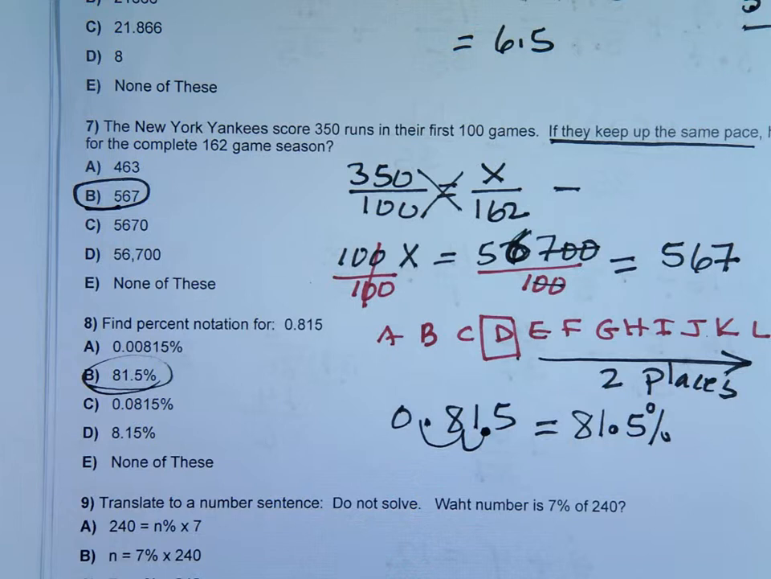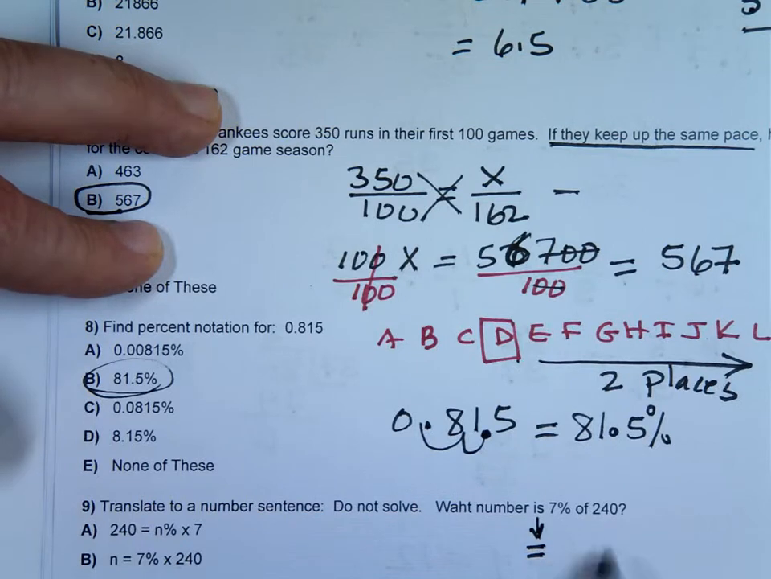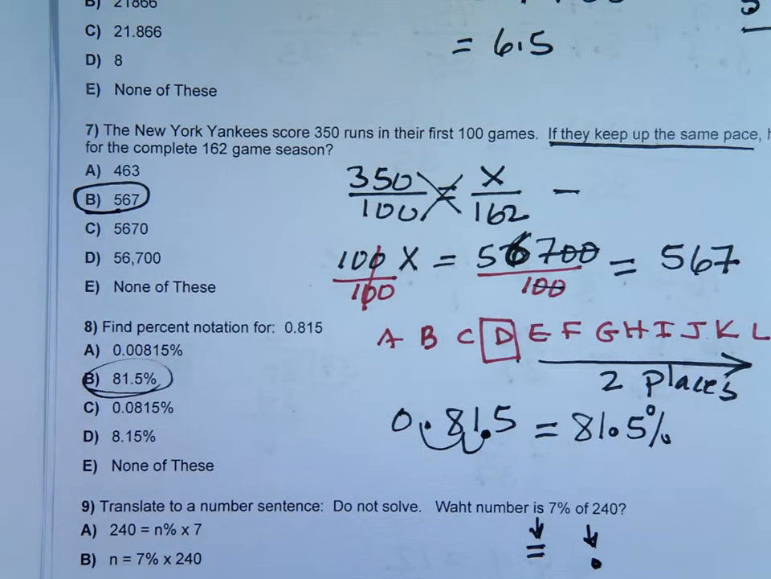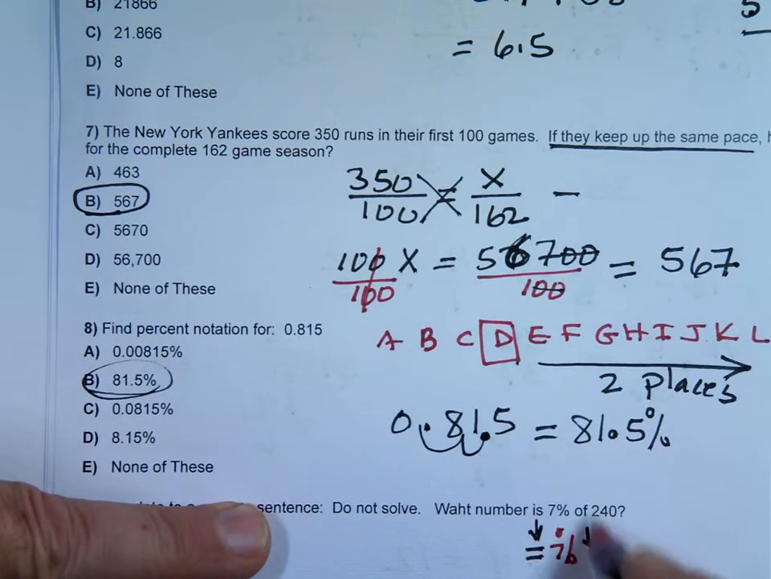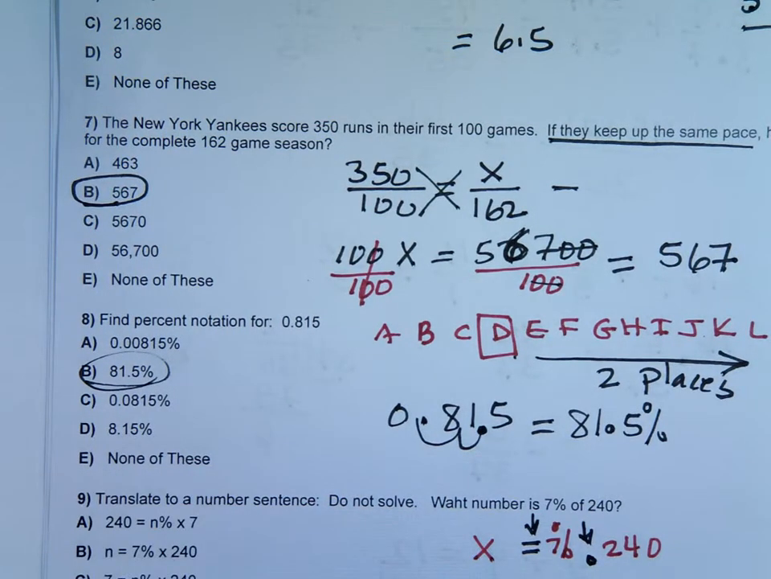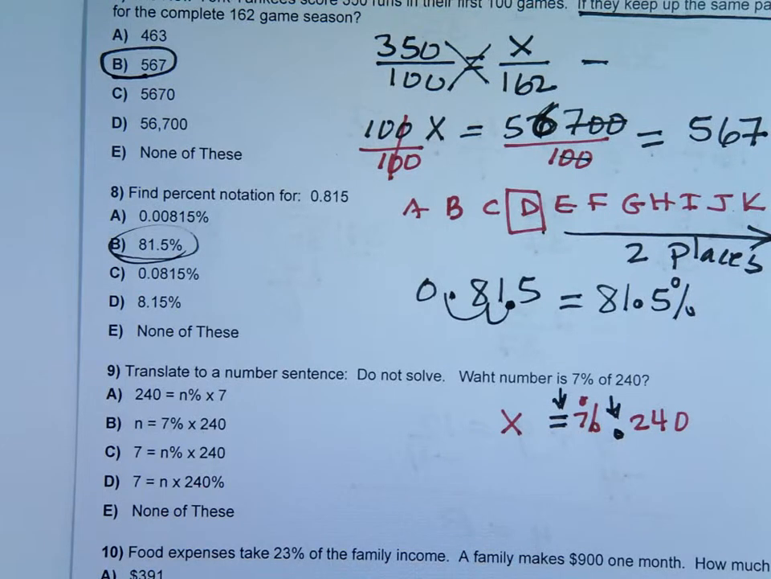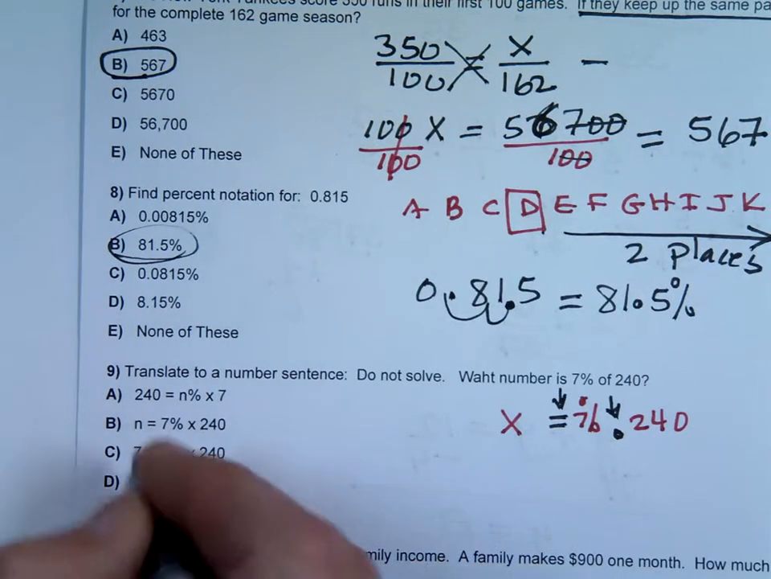This is translate, do not solve. What number is equal, of is multiply. Remember that? 7% times 240 equals unknown, x. That's a translation. Don't solve it. Of is always multiply, is always equal. Do we have one that looks like that? They might be using n instead of x. Which one? Is it B?